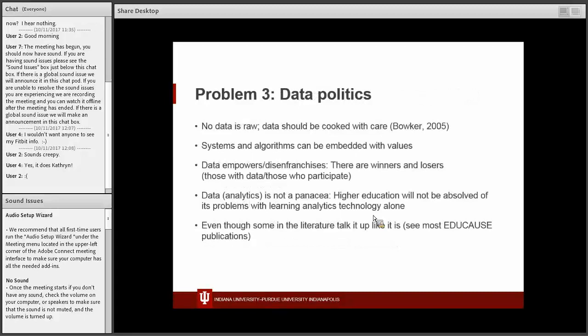I also want to point out the politics around data. No data is ever raw, no data is ever neutral, and as Bowker says, all data should be cooked with care. All of these systems, these algorithms, these databases, are embedded with somebody's values, with somebody's agenda. Data can empower or it can disenfranchise people. It can create winners and it can create losers. And while advocates of the technology in the learning analytics literature sometimes believe that learning analytics is a panacea for higher education's problems, it's not. Higher education is a highly complex issue. We've been studying it for hundreds of years. Not one system, not one technology, not one way of doing things will solve all of the problems.